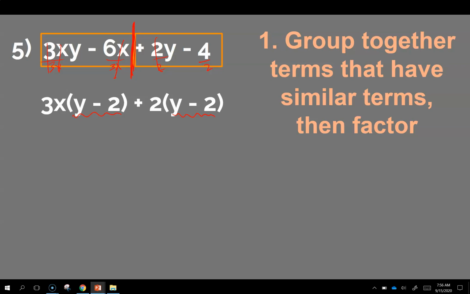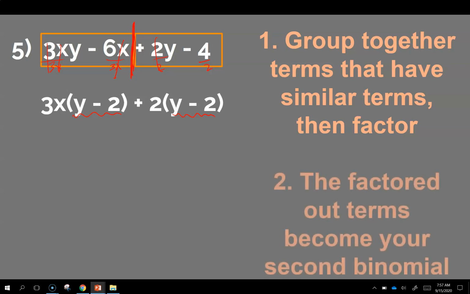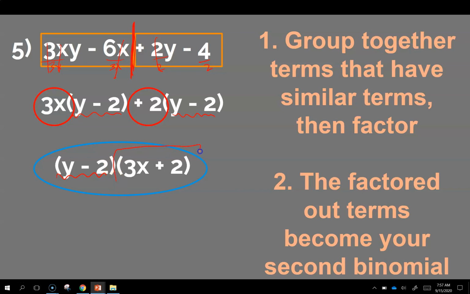Okay? Because when I write this into 2 binomials, we're actually going to do backwards distribution. Okay? 3x got distributed to y and negative 2. 2 got distributed to y and negative 2. So since both of those pieces are being distributed to the same y minus 2, I can write those together as my second binomial. So we have the piece that matched, the y minus 2, which has to happen. Then the other pieces that we factored out is going to become our second binomial.